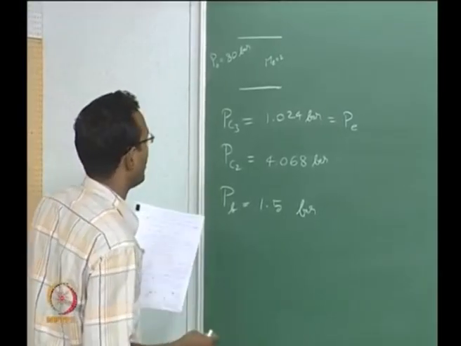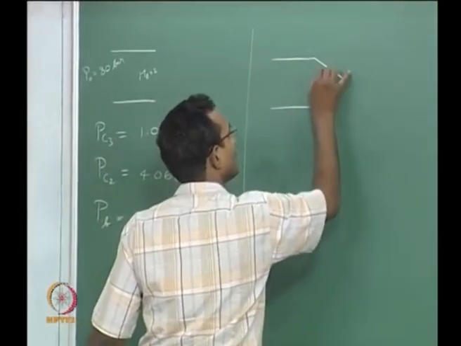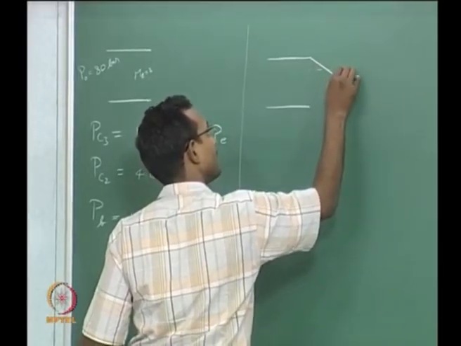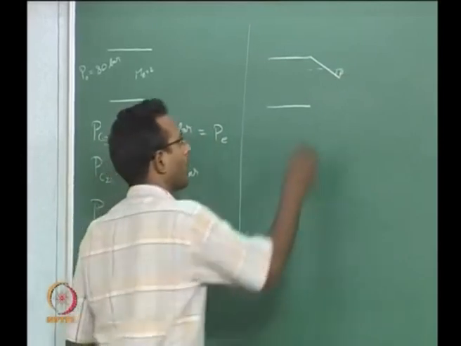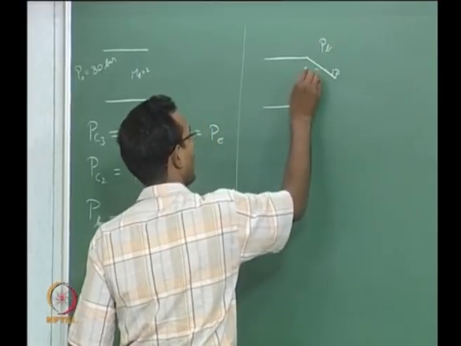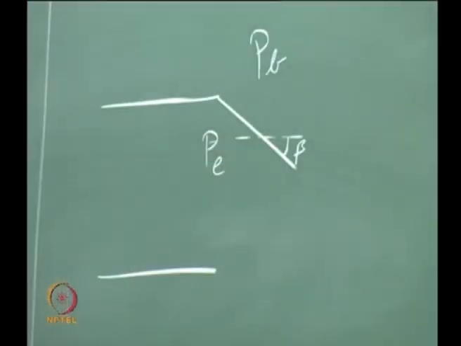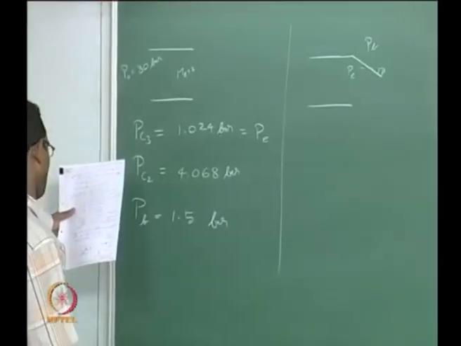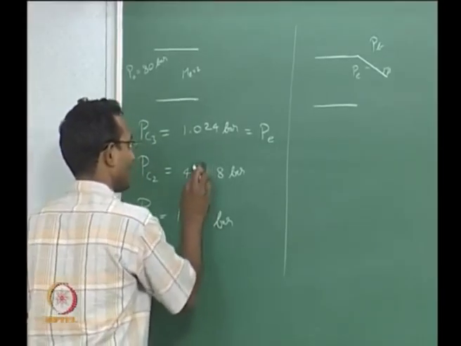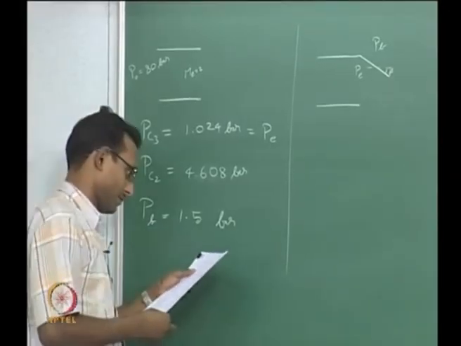So now our job came down to finding that particular angle beta for this shock, which will make sure that P back is the pressure downstream of the shock and upstream is your P exit. This is what we have to find out. Did I make a mistake? Yeah, it is 4.608, not 4.068. Thank you for that. 4.608 is the correct number.